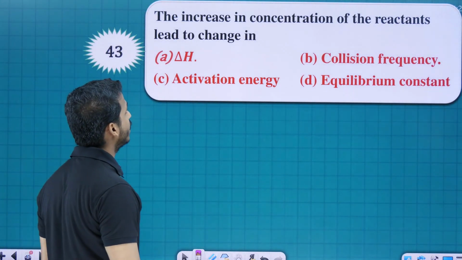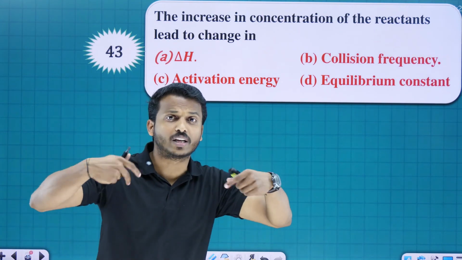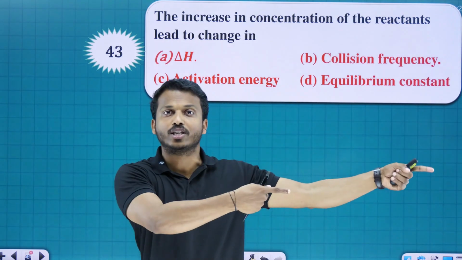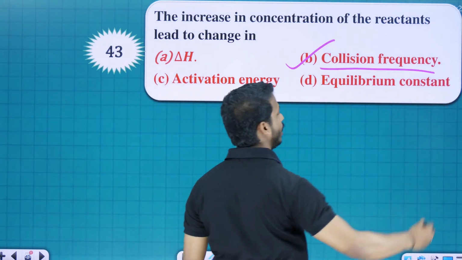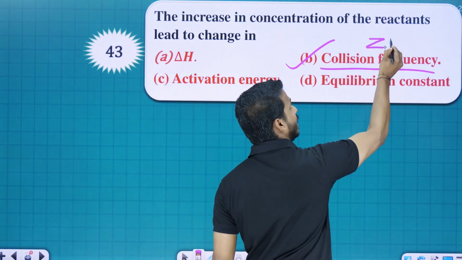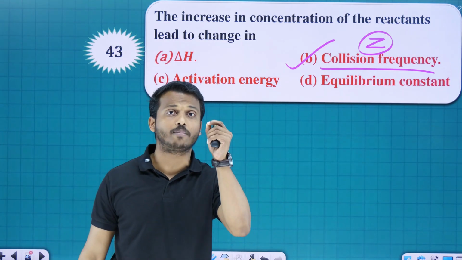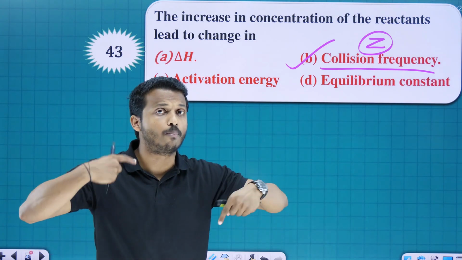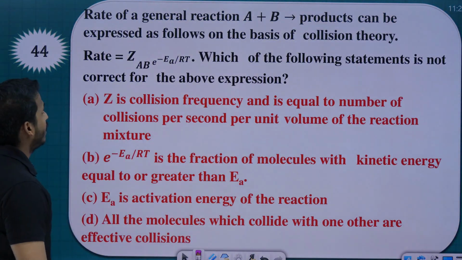43. The increase in concentration of the reactant leads to change in what? If you increase the concentration of the reactant, there is more chance of more collision and leads to the formation of more product. What do you mean by collision frequency? Z, we studied in collision theory. It is the number of collisions that happen per unit time and unit volume. That is called collision frequency. So with more reactant, there is more chance of collision. So collision frequency increases.